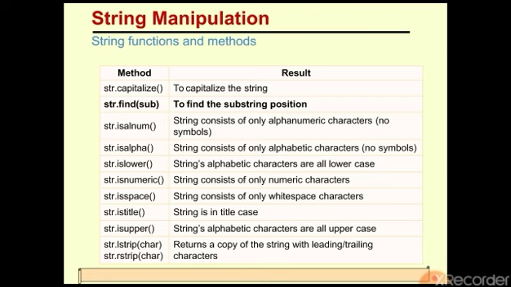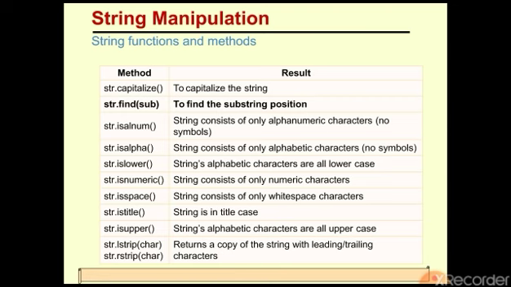Then islower. Islower means what? It checks whether the string's alphabetic characters are all lowercase or not. If it is lowercase, then it will return true, otherwise it will return false. Now str.isnumeric. Isnumeric means whether it consists of only numeric characters or not. Here we don't want any symbols, we don't want any alphabets. We just want to check for numeric characters. If all are numeric characters, then it will return true, otherwise it will return false.